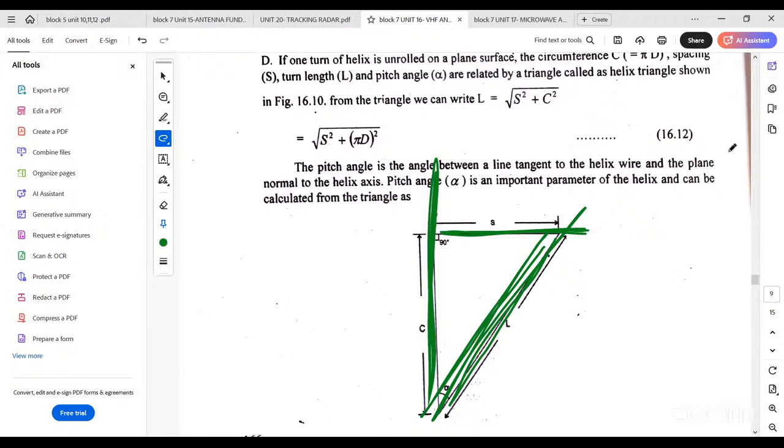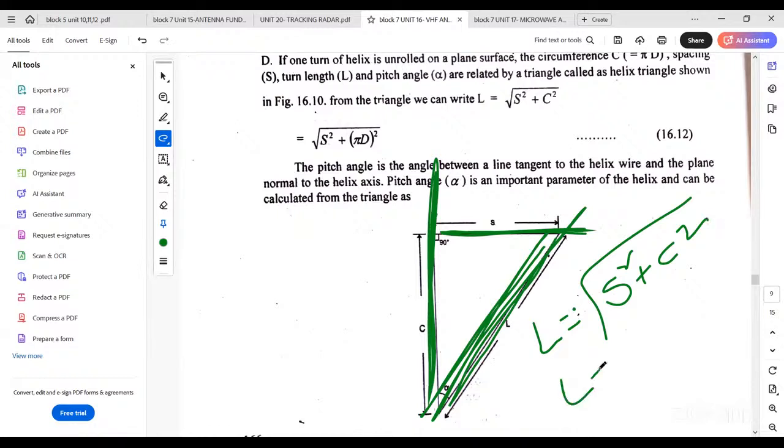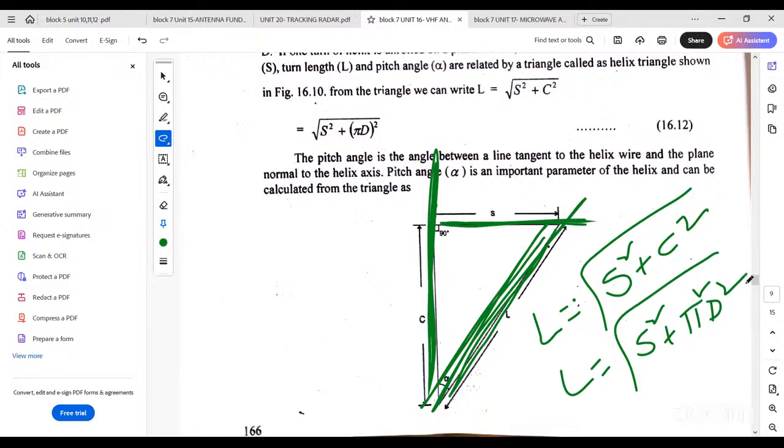Using this, I am writing the formula. First we will take the length formula. Length L equals the square root of S squared plus C squared. What is C? Circumference is equal to pi d. Then L equals the square root of S squared plus pi squared d squared. L is calculated, and after calculating L, the length calculation is over.